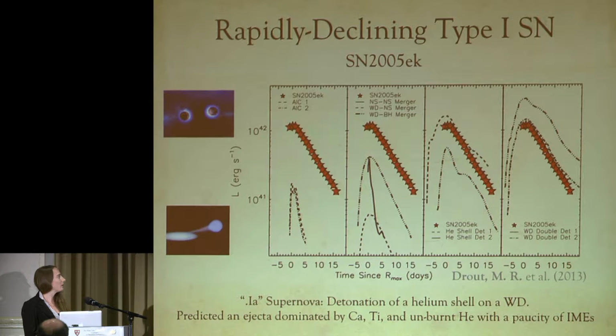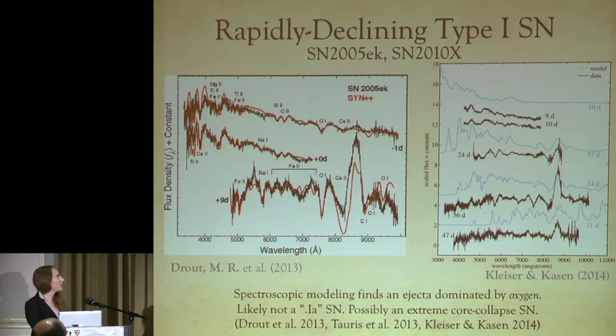However, when we went and looked at this object, we did this with 2005ek, and then Io Kleiser and Dan Kasen did similar modeling for 2010X, you find something very different. You find an ejecta that's actually dominated by oxygen. And this is inconsistent with just taking a pure or mostly helium shell and detonating it. So these are likely not .Ia supernovae in the sense that Ken was talking about.